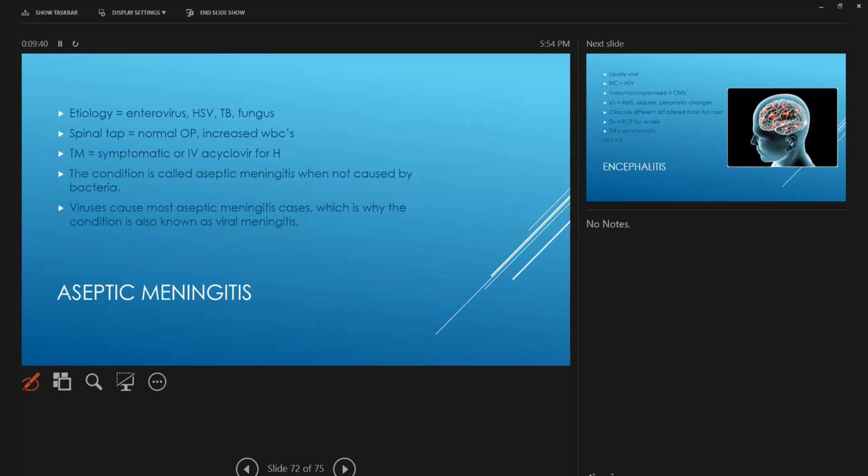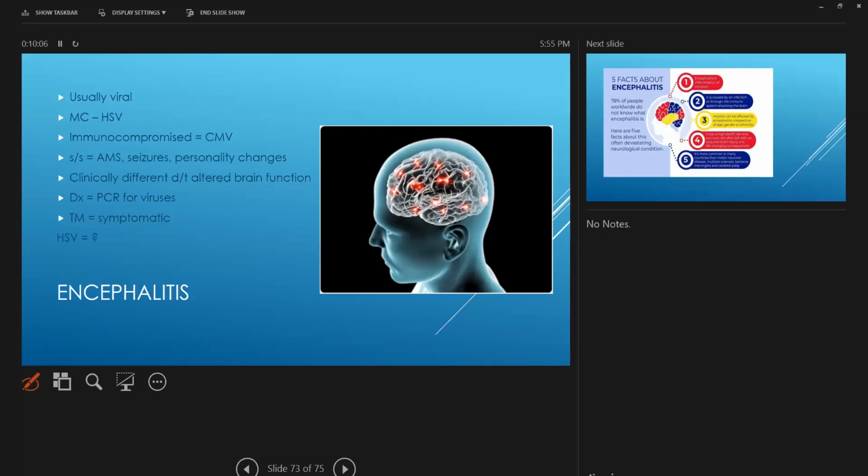You're going to symptomatically treat them. You're going to have a negative gram stain too. Aseptic meningitis is not caused by bacteria. So this is kind of an encompassing term that they use, and they say, okay, well, it's aseptic. Well, it's still terrible, but it's not caused by a bacteria that we isolated. And viruses are the most common cause of aseptic meningitis, also known as viral meningitis.